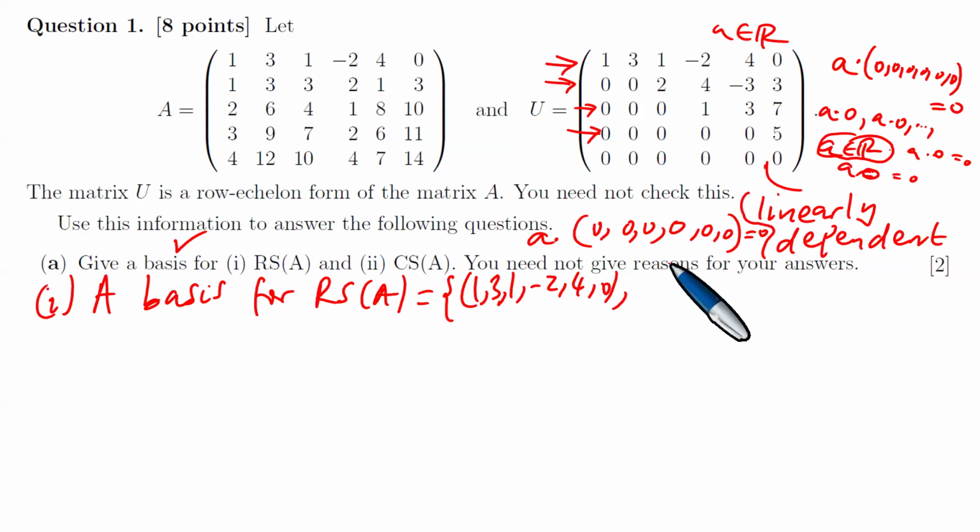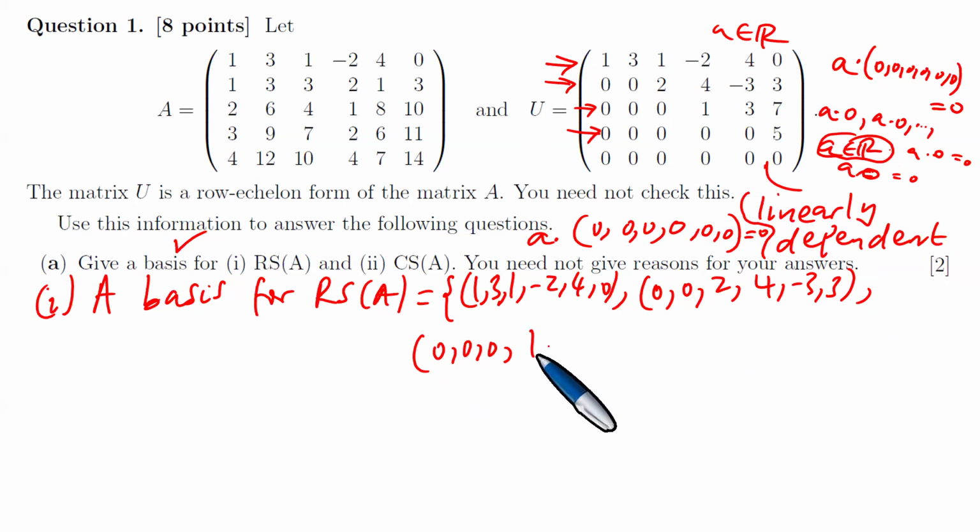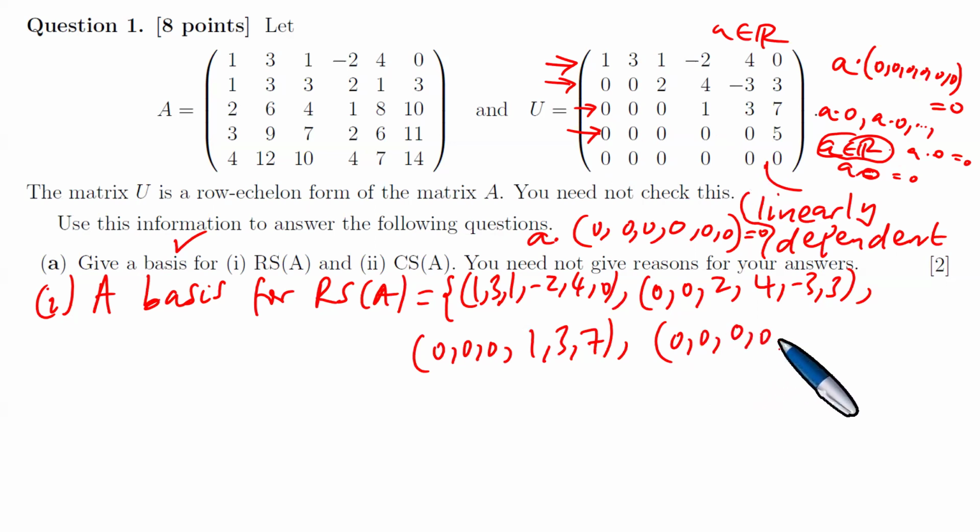Right. And obviously, then you have the next one, which is 0, 0, 2, 4, minus 3, 3, which is the second row. Next, we are proceeding to the third row, and the third row is 0, 0, 0, 1, 3, 7. Okay, and then we have 2, 4, 5, and then now 0, 0, 0, 0, 5, and then the number 5. So now this obviously becomes a basis for the row space of A.